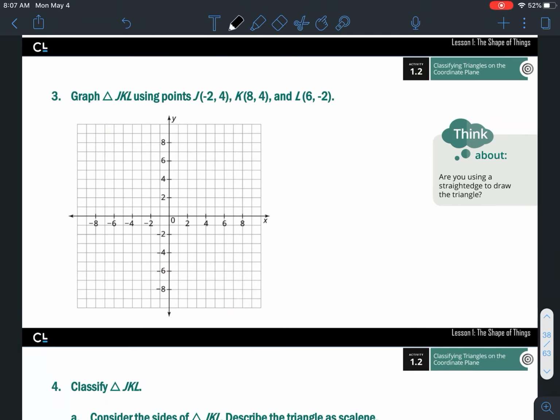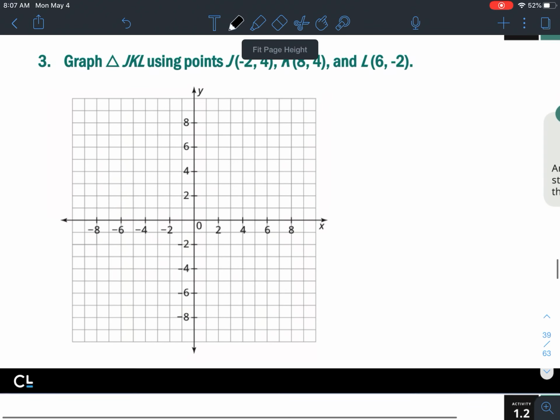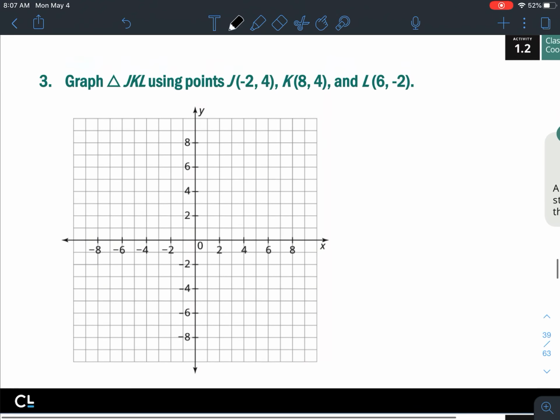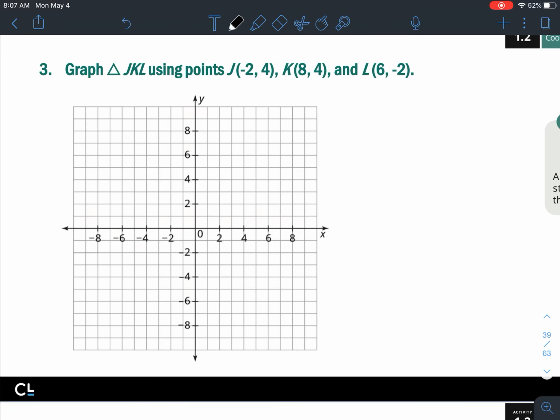Alright, graphing. We're going to graph triangle JKL now. We'll do this one and 4A, and then we'll call it a day. So our first point, I'm going to use the black for right now. Point J is -2 is our x, and 4 is our y. So we go to -2 on the x-axis, and we go up to 4.